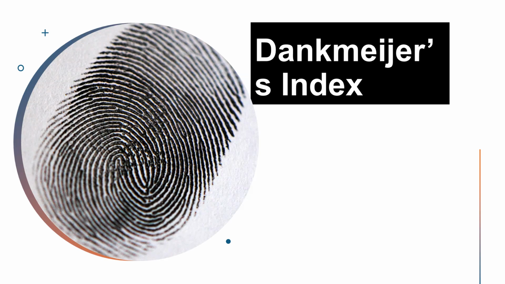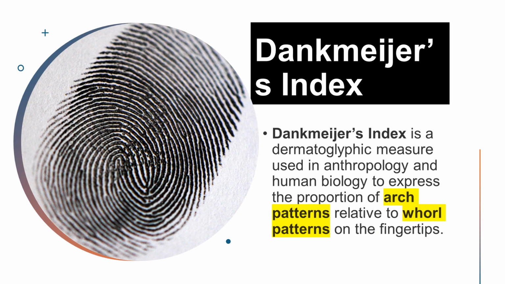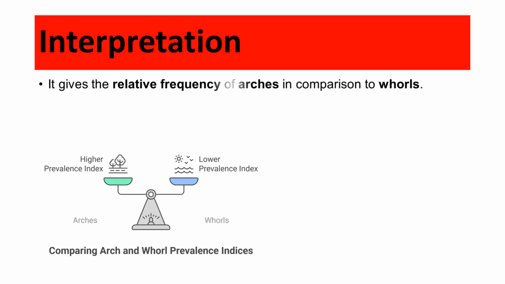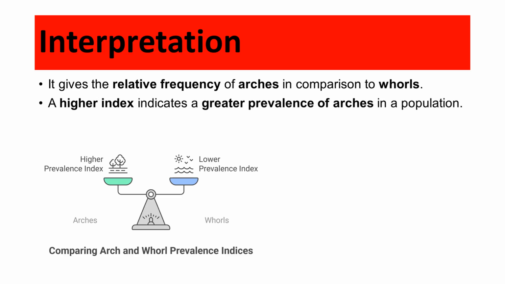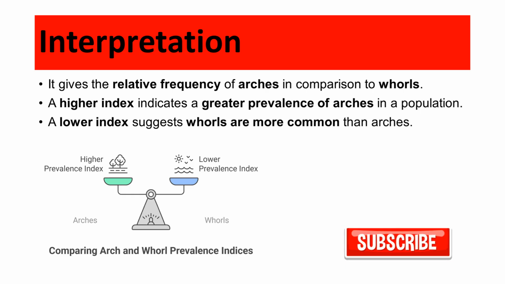Dankmeijer's index. Dankmeijer's index is a dermatoglyphic measure used in anthropology and human biology to express the proportion of arch patterns relative to whorl patterns on the fingertips. Interpretation. It gives the relative frequency of arches in comparison to whorls. A higher index indicates a greater prevalence of arches in a population. A lower index suggests whorls are more common than arches.